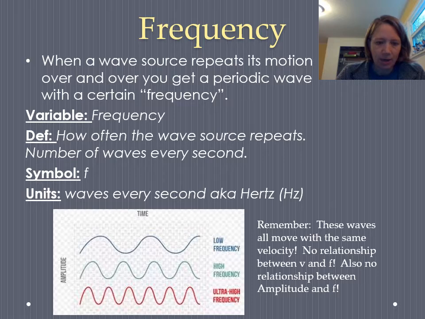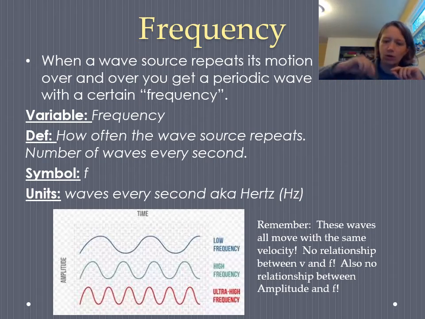So there's an image down there that shows different frequencies of waves, so you can kind of see how they look, right? Imagine these waves are all in the same medium, which means they're all moving at the same speed, but the top wave is a low frequency, so the wave source was vibrating not very often, and the middle one is high, and then we've got ultra high at the bottom.